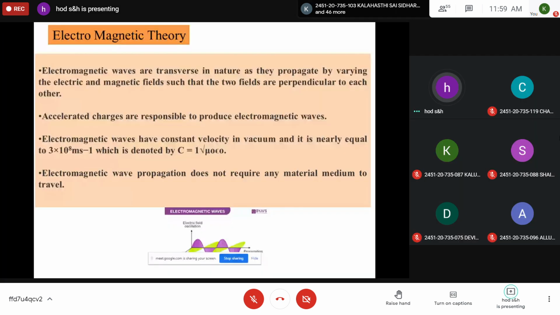Is this visible, students? Take the heading electromagnetic theory. So where do you apply electromagnetic waves, students? What do you know about the electromagnetic wave? Somebody respond. Don't know? Girls?